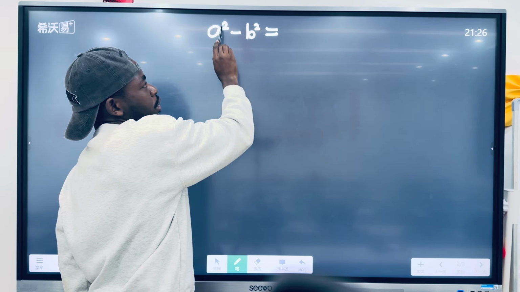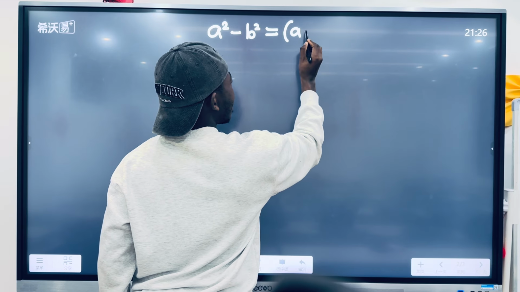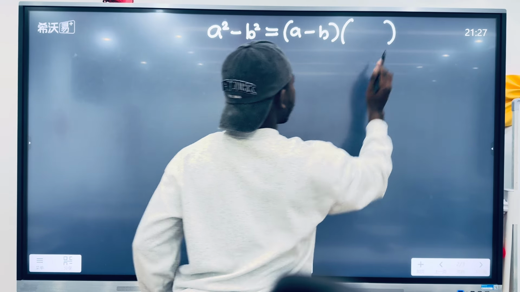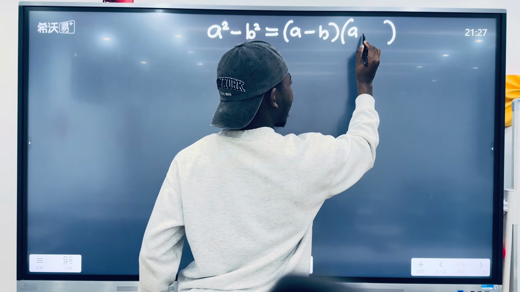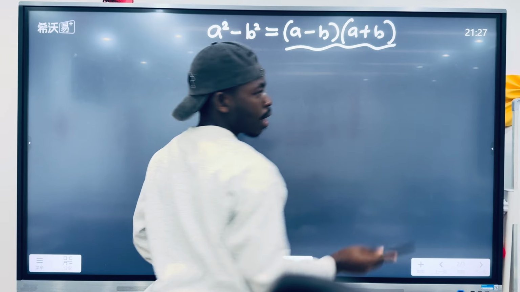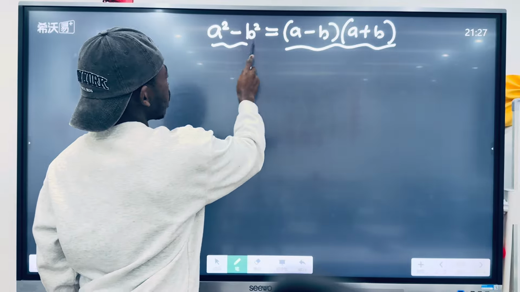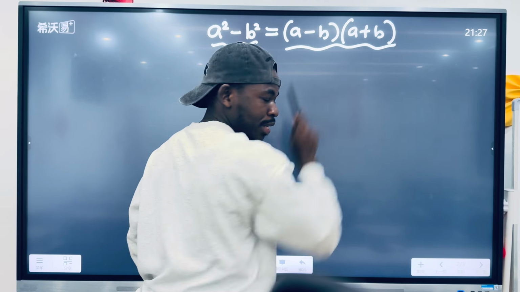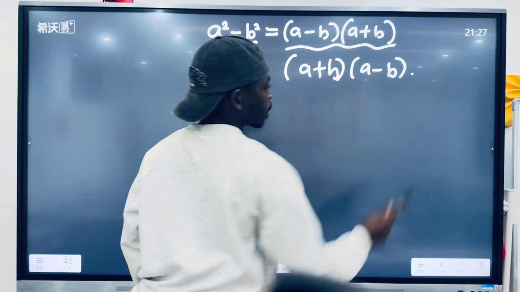For a moment, just forget about the squares. Assume they are not there. If there are no squares there, you just want to write this as a minus b. Then repeat the same thing, but with a different sign. This time around you're going to say a plus b. So when I expand this, I open the brackets, I'll still get the same thing. So every time you see a squared minus b squared, you should always express it as a minus b multiplied by a plus b. If you want, you can start with a plus b, then a minus b. It's the same thing.